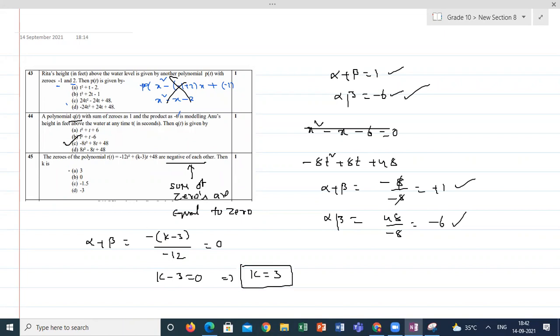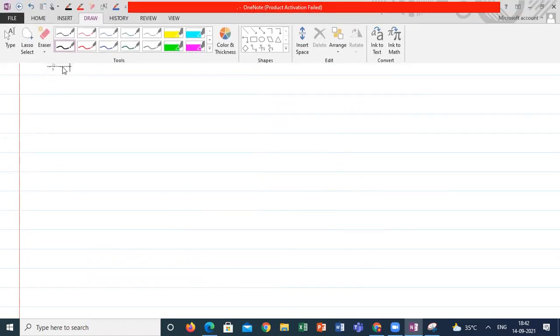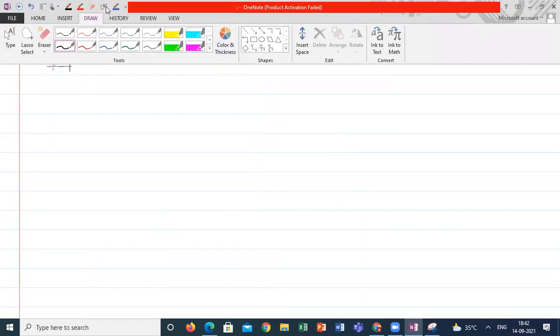This is how we can solve application oriented questions like this. Students, are you clear what I'm saying? Sir, can you repeat the last question once more? Yeah. What is the thing in the last question? Anyone can read out the last question? I will zoom out.